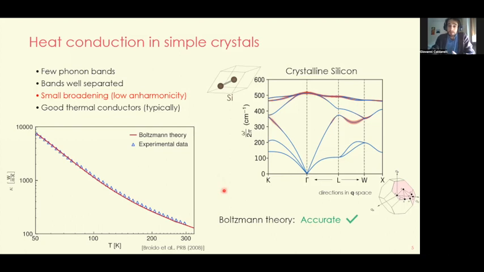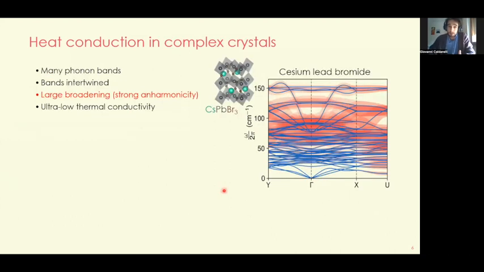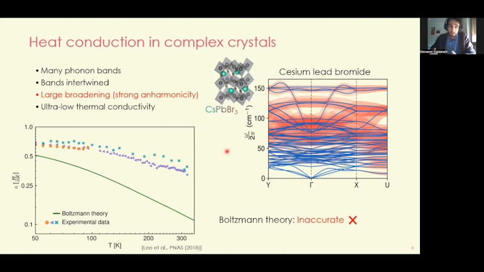But now, when you apply this theory to the class of materials we're interested in, that are the so-called complex crystal, where you have complicated unit cell structure, for example, in this distorted perovskite, you have 20 atoms per unit cell, so 60 phonon bands. And as you can see, the band structure is really complicated, and the phonon states are really intertwined. And moreover, you have a large broadening due to strong anharmonicity that mixes the phonon states. You get that applying Boltzmann theory to this kind of systems fails dramatically in reproducing thermal conductivity.